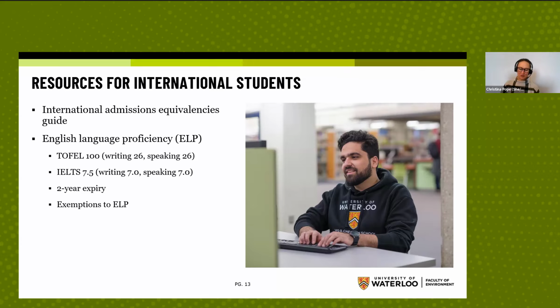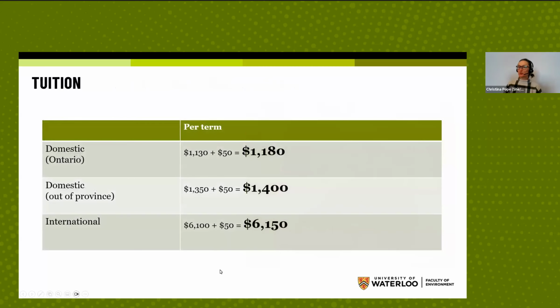So 2 examples include if you've completed 3 or more years of post-secondary education at a Canadian institution or university, or if you've completed a graduate degree at a Canadian university. There are also others listed on the website, and that will be one of the links that I will include in the email.